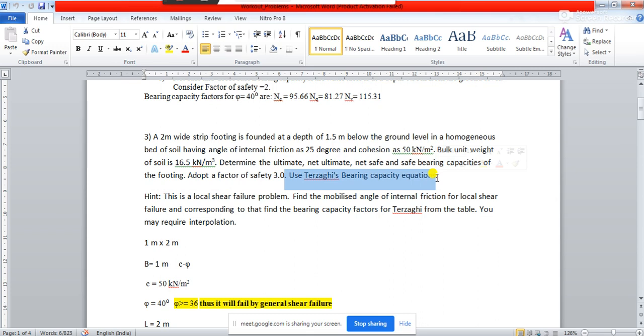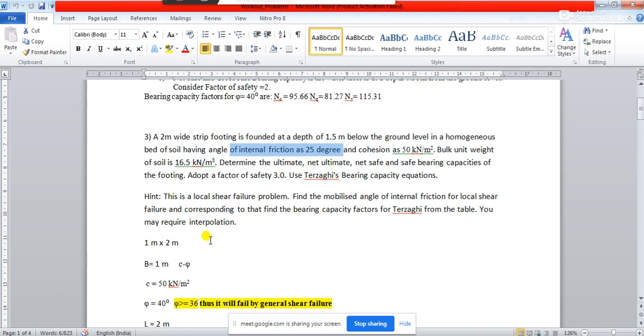The same problem we have solved. We have discussed it, right? For general shear failure, if you remember, the same kind of problem we solved in the class, from the PDF document, the scanned copy of some problems I sent you. From there we discussed one problem. It is a similar problem, but here the problem says the angle of internal friction is 25 degree.